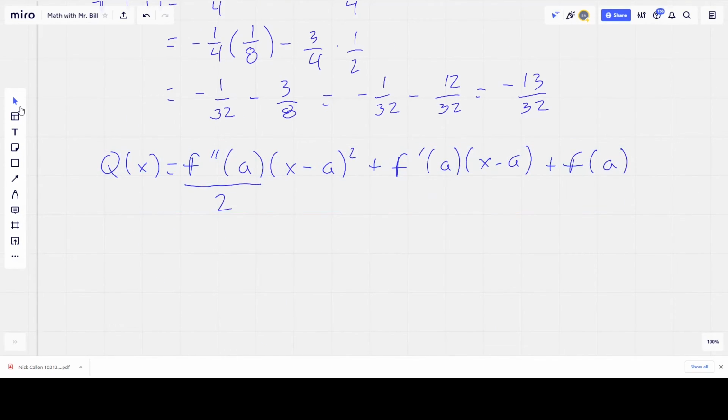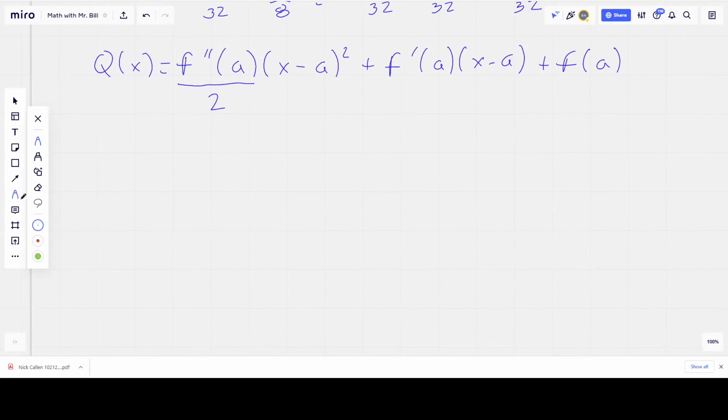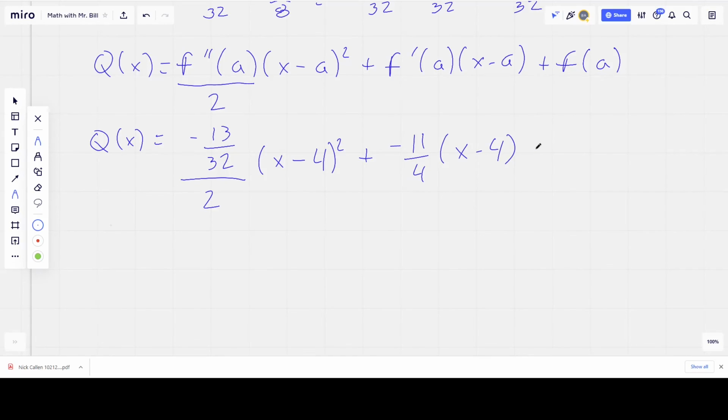So now we need to fill in everything. We know what f double prime of a is. We just found that. That was negative 13/32, and that's all going to be divided by 2, times x minus 4 squared, plus f prime of a, which was negative 11 over 4, times x minus 4. And then plus f of a, which was minus 6. I'll just put minus 6 there. And we'll clean this up just a little bit. So negative 13/32 divided by 2 is going to be negative 13 over 64.